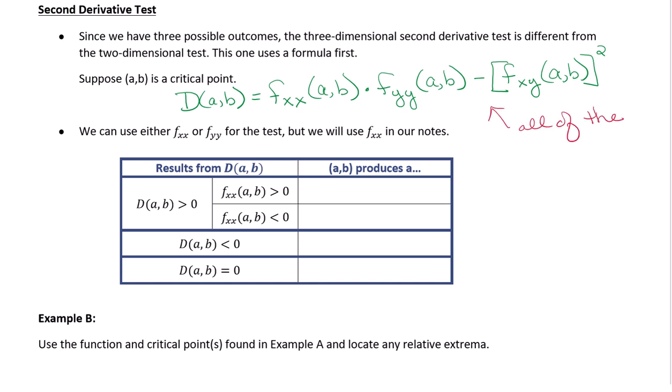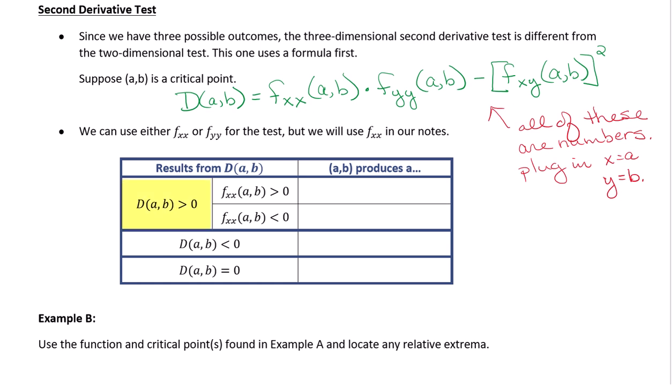So keep in mind, all of these are numbers. We're going to plug in a of our critical point in for x and b in for y, so we're going to get a numerical value. We can either use the second order derivative of x and x or the second order derivative of y and y for the test, but we're going to use x and x in our notes.